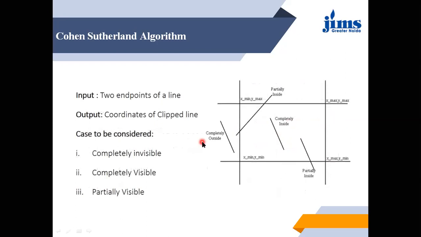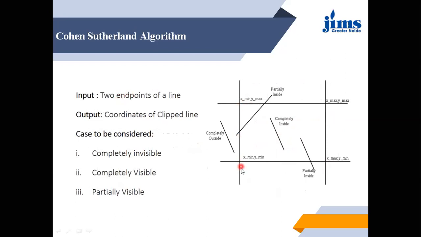After assigning the region codes, we have to check whether the line is visible, invisible, or partially visible. So in the question, two things will be given to us.